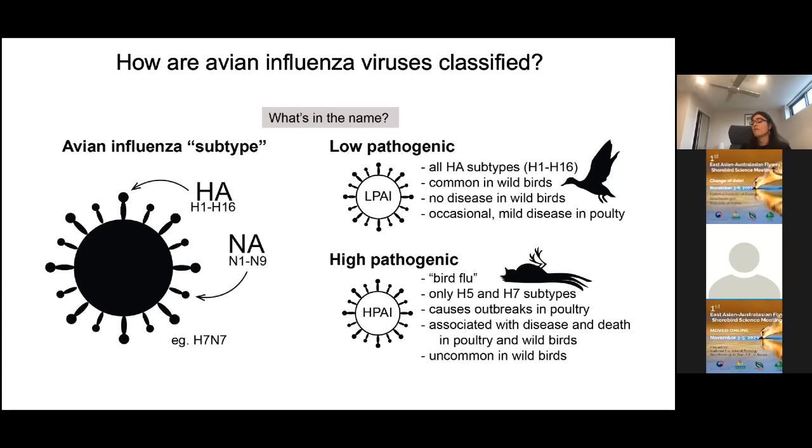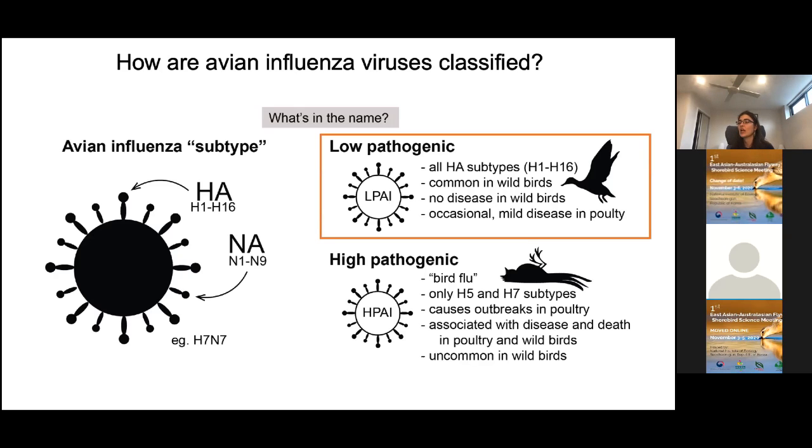And wild birds have a very large diversity of these. So there's 16 different HAs in birds, 9 different NAs, so that's 144 combinations that could exist in birds. Now, the second form of classification is this low pathogenic versus high pathogenic.